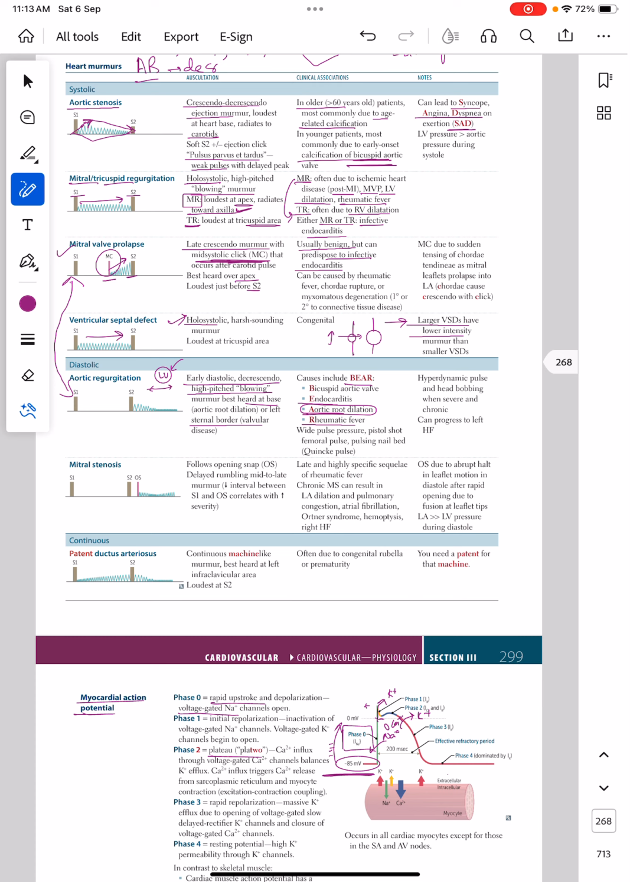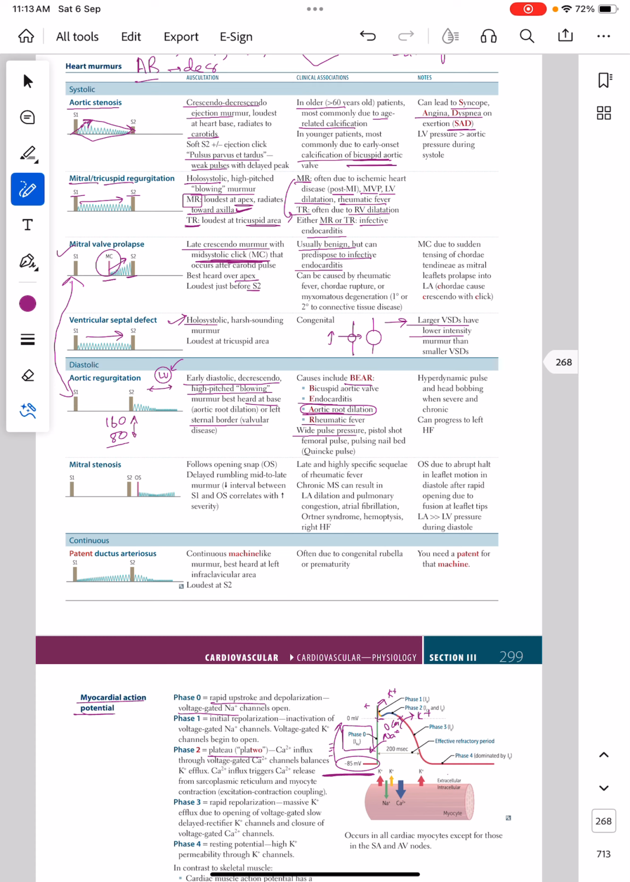And the very important thing is that there is hyperdynamic circulation. That hyperdynamic circulation causes wide pulse pressure. What does it mean? It means that when there is systole, the pressure rises too much, and when there is diastole, the pressure falls too much. So the pulse pressure between the two increases.